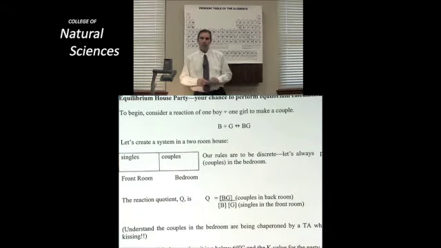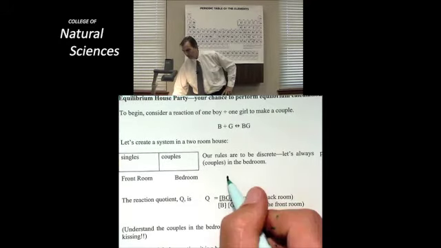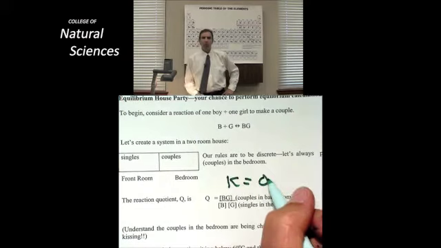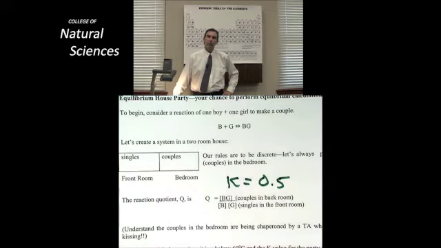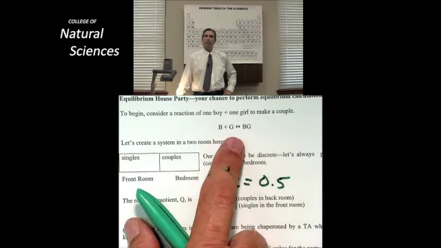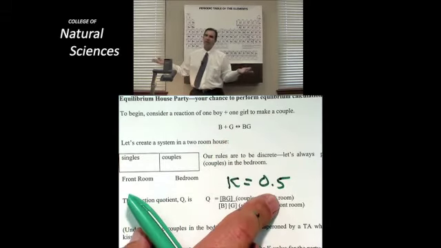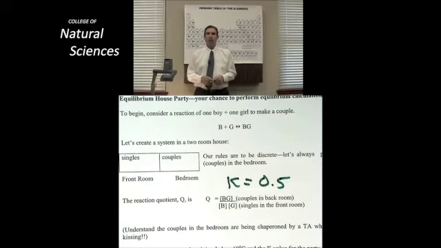Here they go. K at this party is equal to 0.5. That's the rule. The equilibrium constant for this house party is that the ratio of boy-girl couples to the boys and girls must always equal 0.5. You can stress the system all you want, but at some point it's going to come to equilibrium with K equal to 1/2.